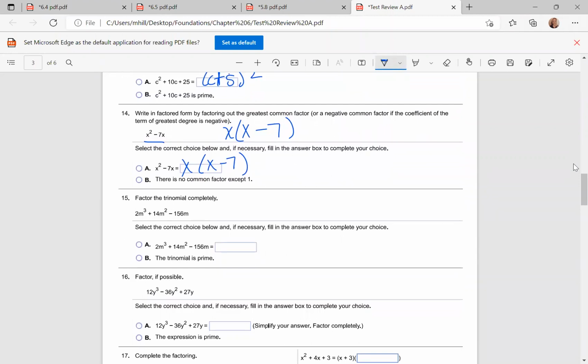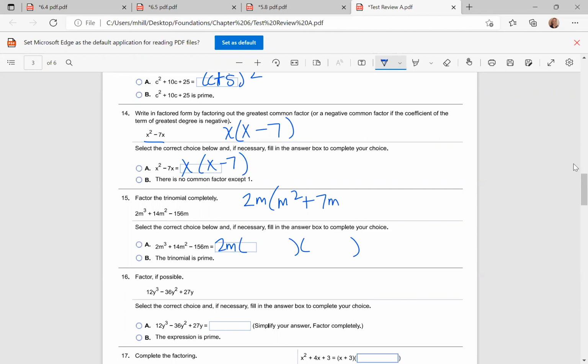Number 15: 2m to the third plus 14m squared minus 156m. What I'm noticing about this is there is at least a 2 in all of these. There's also an m in all of those. So the first thing I want to do when I'm starting to factor this is take that 2m out. If I take a 2m out of 2m to the third, I still have an m squared left. If I take 2m out of 14m squared, well, 14 divided by 2 is a positive 7. And then if I take an m out of m squared, I still have one of those m's.